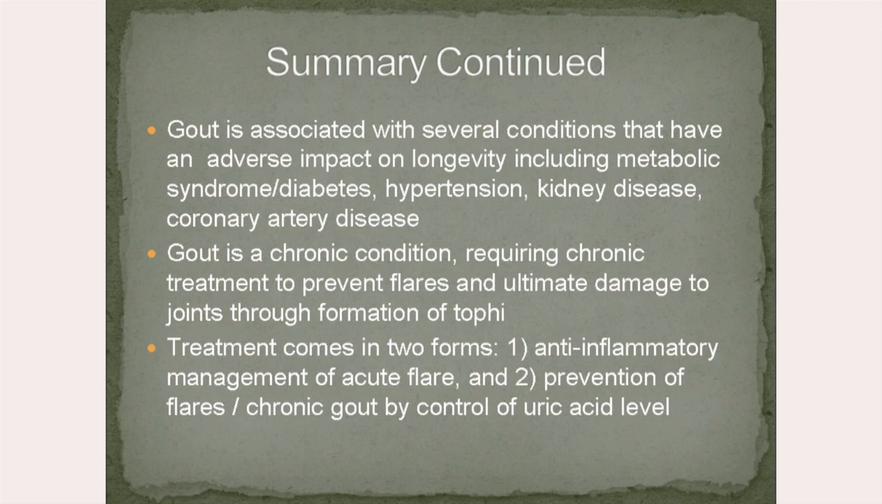Gout, again, is associated with several conditions that can have an adverse impact on somebody's lifespan, including metabolic syndrome, diabetes, high blood pressure, kidney disease, heart disease. And again, we're still working out whether the uric acid being high causes these things, or those things cause the uric acid level to be high, or if they're just occurring in the same population because they happen for the same reasons. We don't know for sure. Gout's a chronic condition requiring chronic treatment to prevent flares and ultimate damage to joints through formation of tophi.